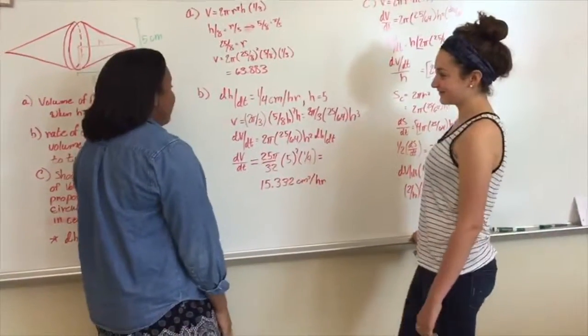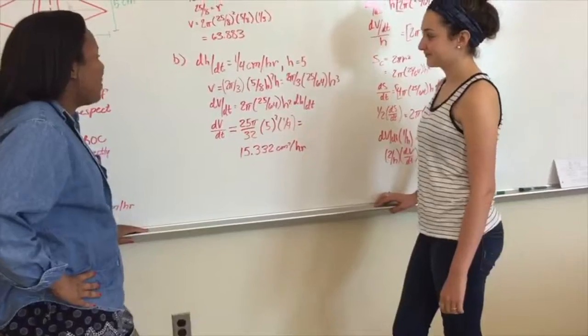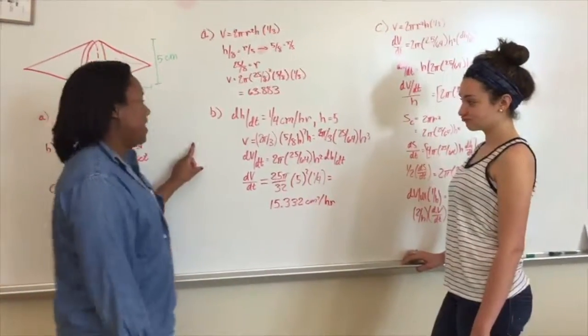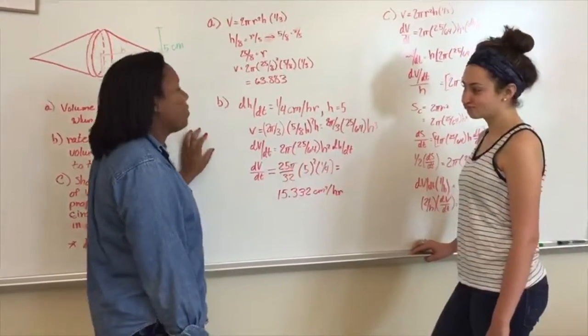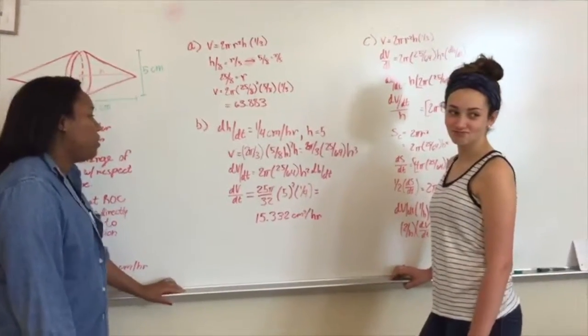And so then for the rate at which your lips are growing, you already know that when you put in the filler, it's going to grow at 1/4 centimeter per hour, and you know that the h is always going to be 5.